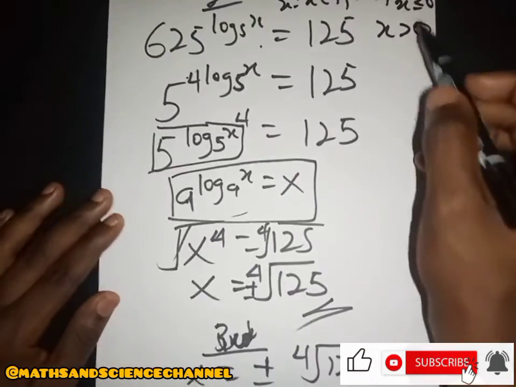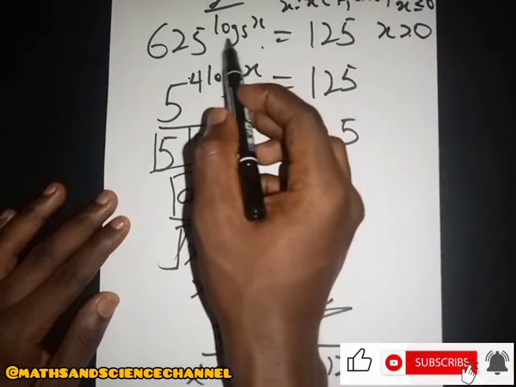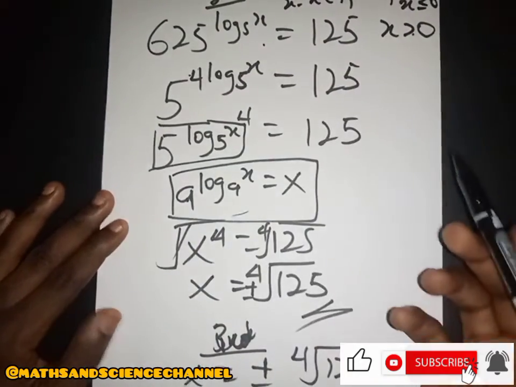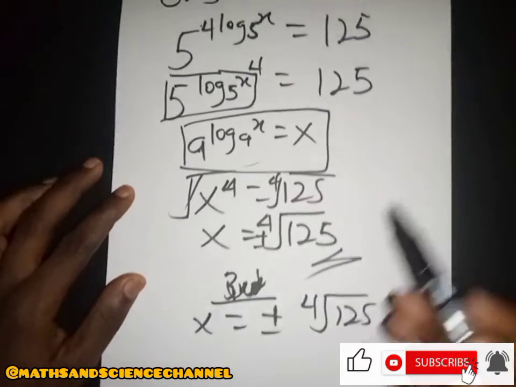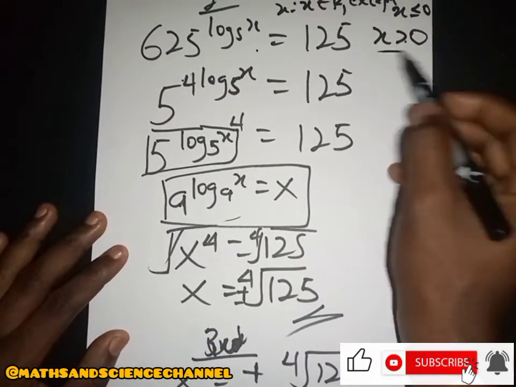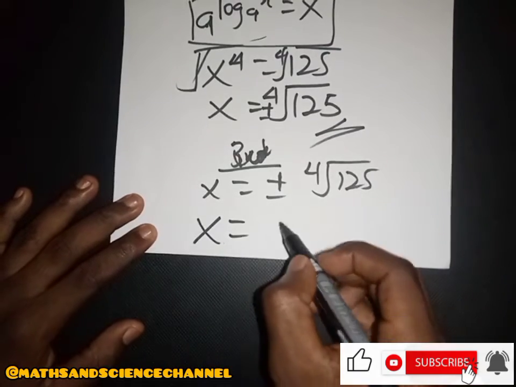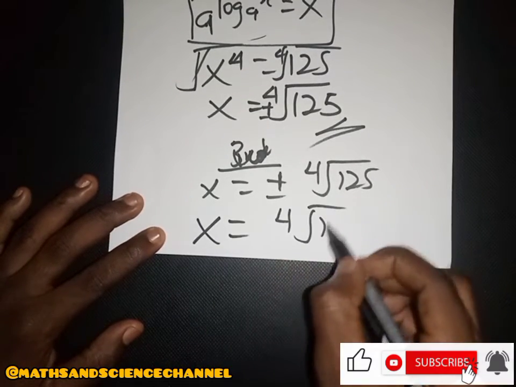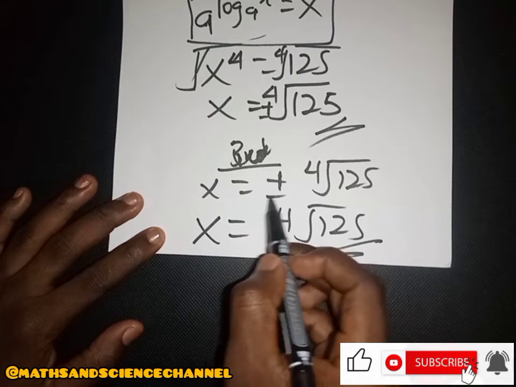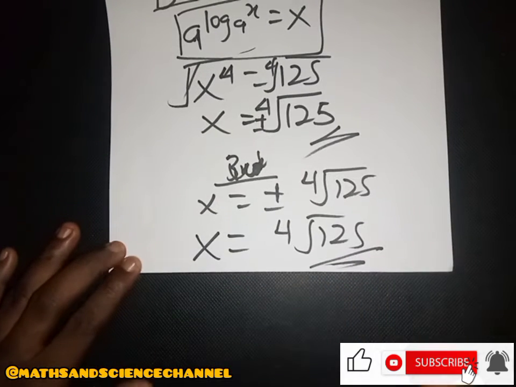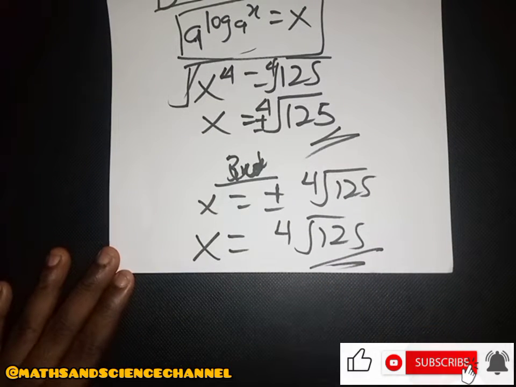So s should be greater than 0, because if you take the log of a negative number, you get undefined. Which means that s should be positive values. So in this case, our x here is just equal to the fourth root of 125 without the negative part, because the negative part is going to be undefined in that particular case.